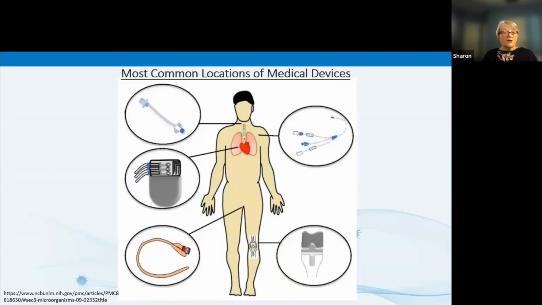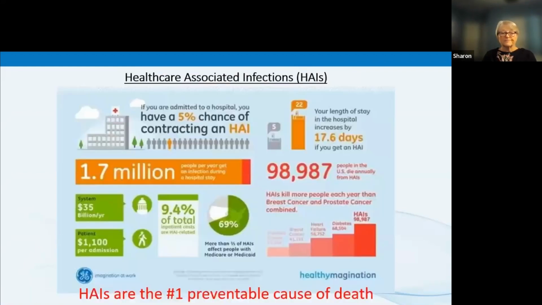So SSIs are a significant cause of morbidity and mortality after surgery. They cause about a 7 to 10 day increase in hospital stays and about a 20% increase in hospital cost. And this is why reprocessing of medical devices is so critical.